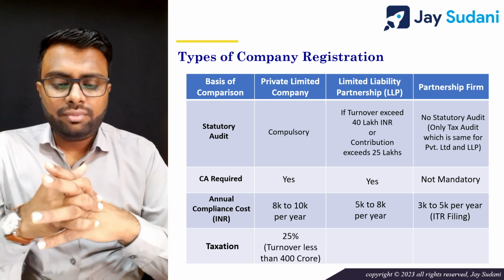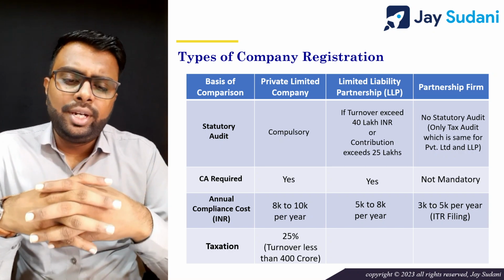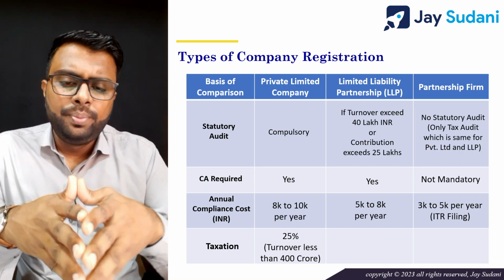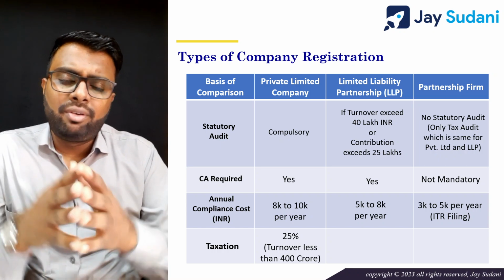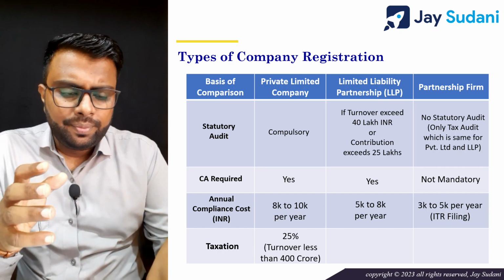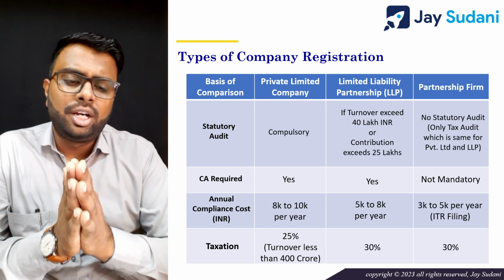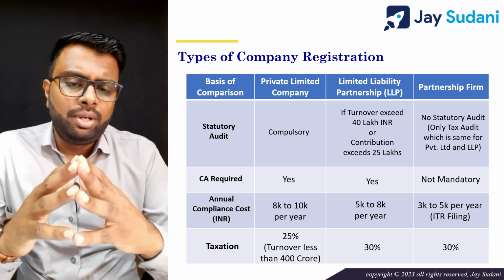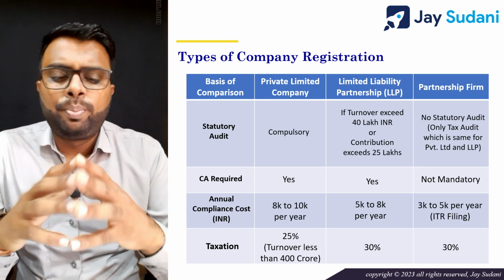Taxation. For a private limited company, after excluding all the expenditure, the income tax on the profit you have left over is 25%, provided turnover is less than 400 crores. In the case of an LLP and a partnership firm, it is a flat taxation of 30% across whatever turnover it may be. So on the profit that you have earned in that particular year, you need to pay taxes of 30%.